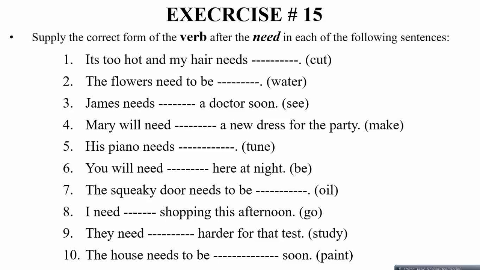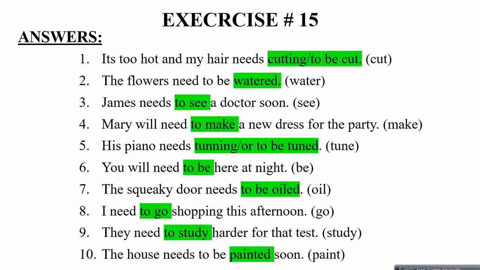For those who are done with the questions, we'll jump straight into the answers. The first question was: it's too hot and my hair needs cutting or to be cut. In that case, since the subject, hair, is inanimate, you can use the gerund form, and it can be to be cut, which is the verb in past participle form. This is followed by: the flowers need to be watered. Flowers are inanimate, so this can be followed by to be watered.